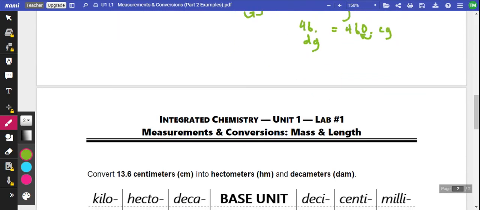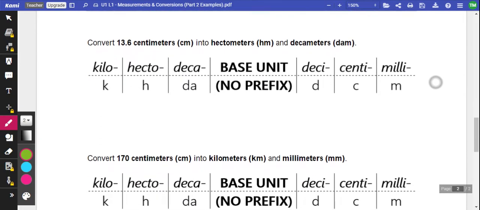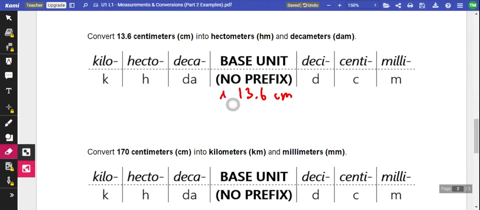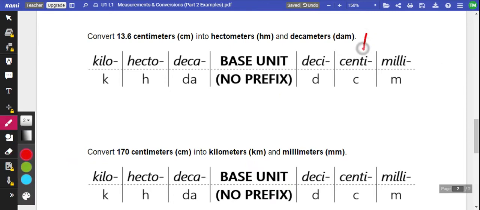Okay. Speaking of which, you don't always have to start at the base unit. So let's look at some examples where we're starting with something not just regular meters or regular grams. In this case, we're going to start with centimeters. So in this case, I'm not starting with 13.6 centimeters, and this is my base unit because that's the number I started with at the beginning. No, this 13.6 centimeters starts right here. Okay, that's where the centi prefix is.